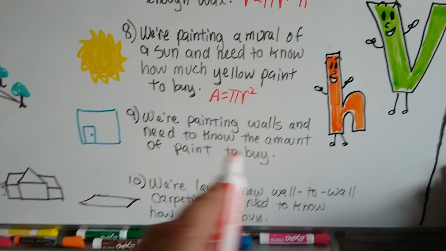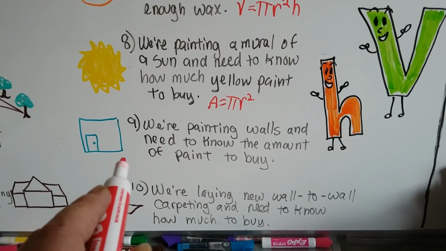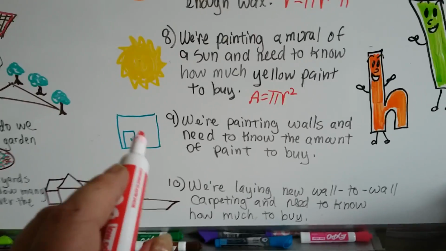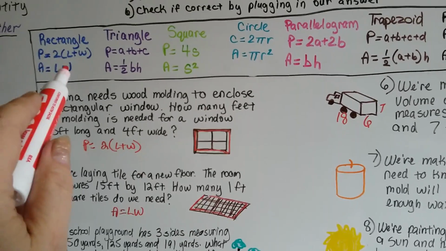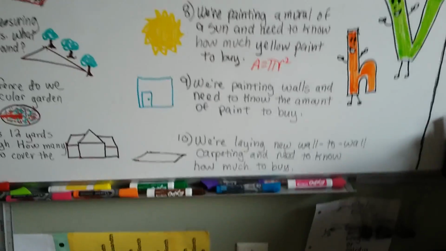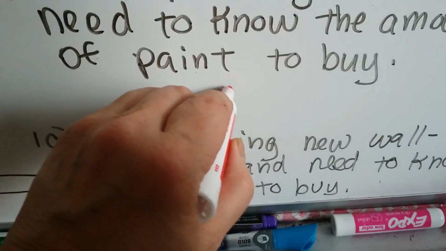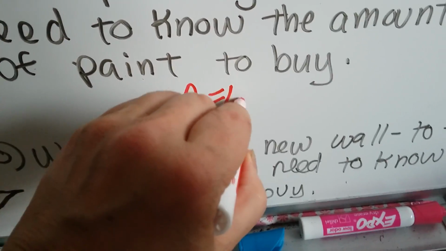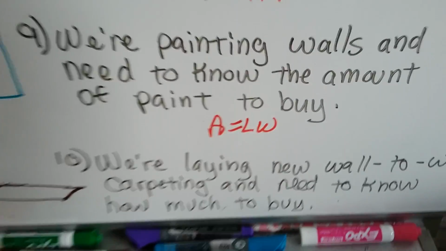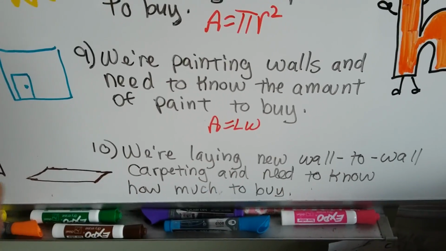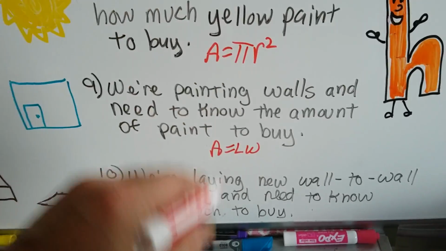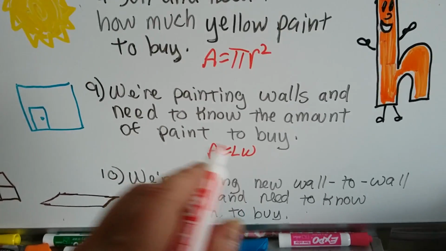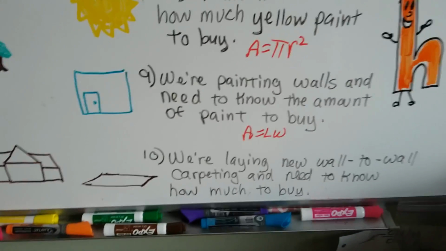How about if you're painting walls and you need to know the amount of paint to buy? Well, your walls are square or rectangle, aren't they? So we need the area of a rectangle. Area equals length times width. Most walls in a house are rectangular. Area is equal to the length times the width of the walls. You measure how long the wall is across the floor and how tall it is going up to the ceiling. You multiply those together and you know the square feet of your wall.